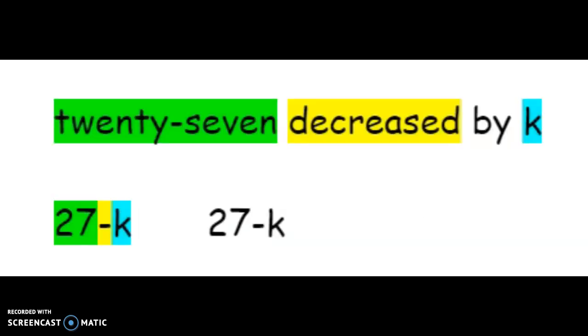All right, as we take a look at our written expression, we can see that the word decreased by means minus, so we put our minus sign down. 27 becomes our minuend and k becomes our subtrahend, which means that it's 27 minus k. And if you wrote that, then you were correct.